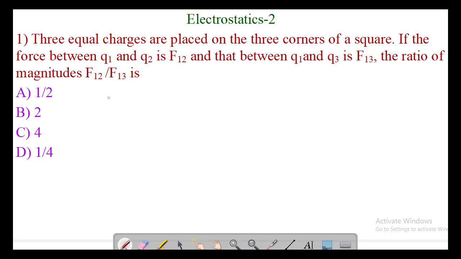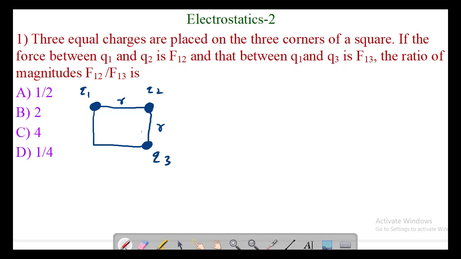So first let us draw the diagram. What we have in this case is a square. Let the side of the square be R. We have a charge at this point, another charge at this point, and the third is at this point. Let this one be Q1, this is Q2, and this is Q3.